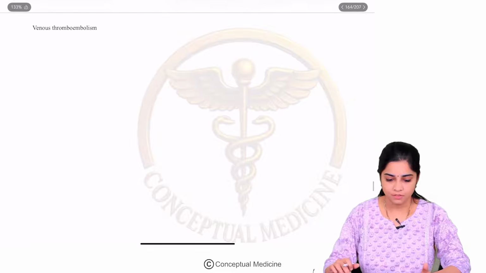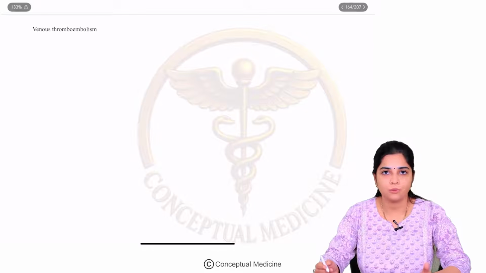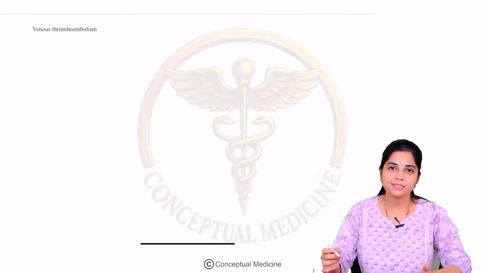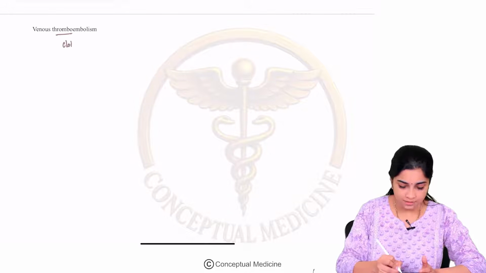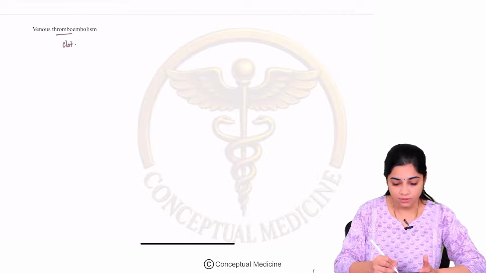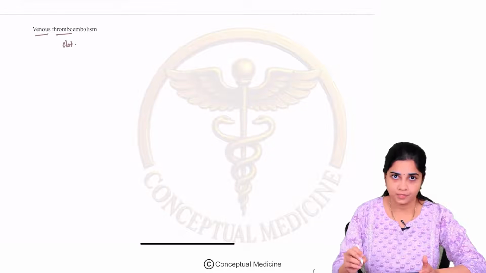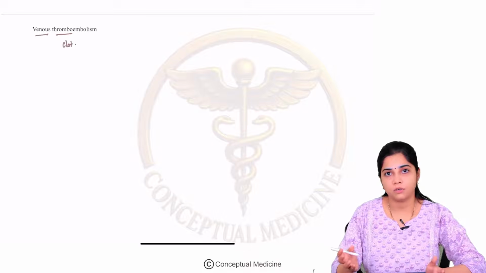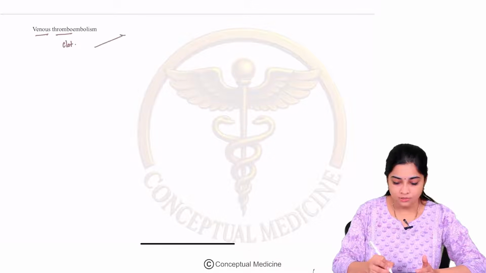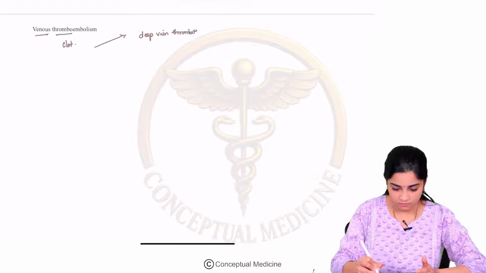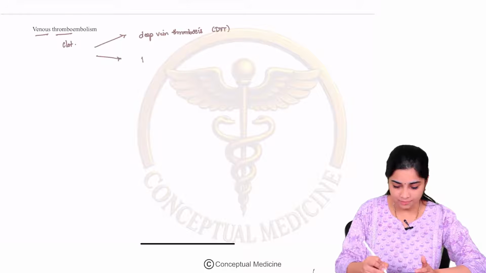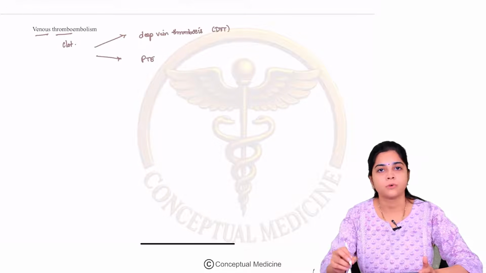So let's start. What does the term venous thromboembolism refer to? As we know, thrombus means clot. So clot where? Clot in the venous system. So where is the clot formed exactly? This includes deep vein thrombosis, which is DVT, and PTE, which is your pulmonary thromboembolism.